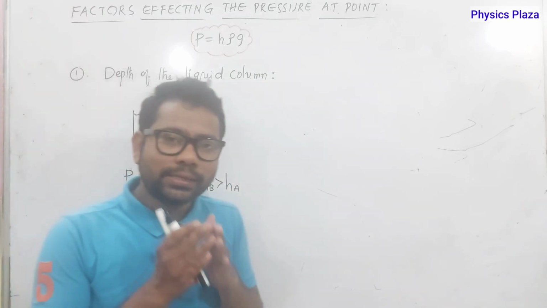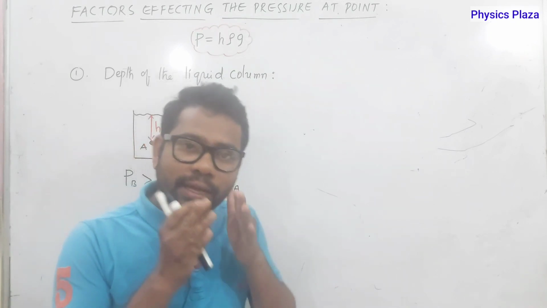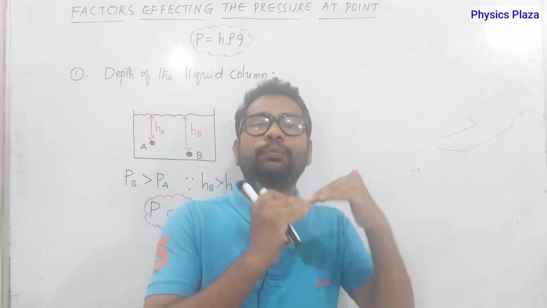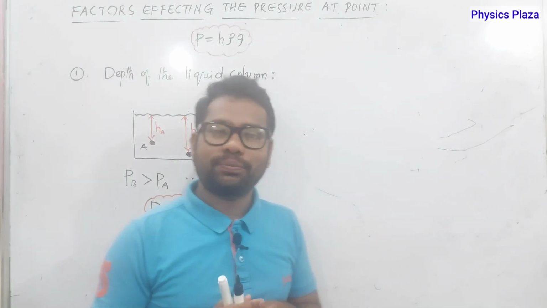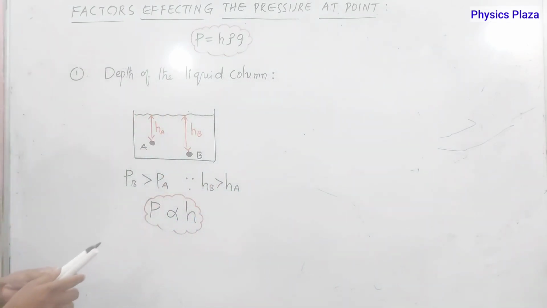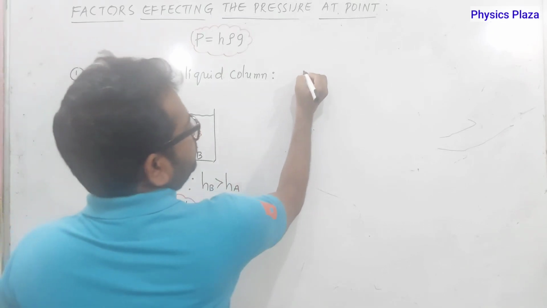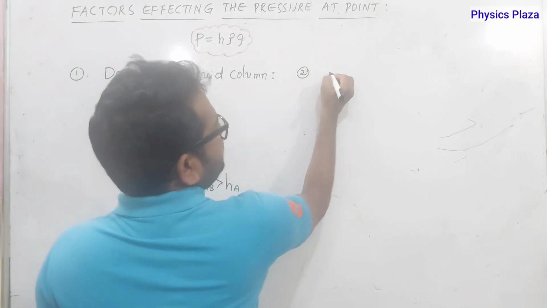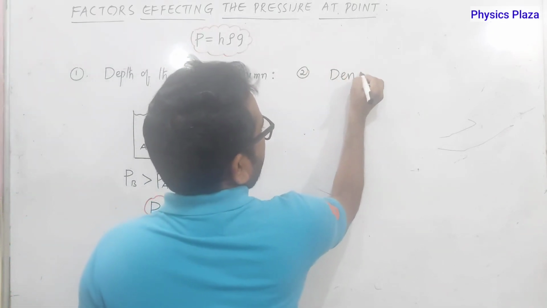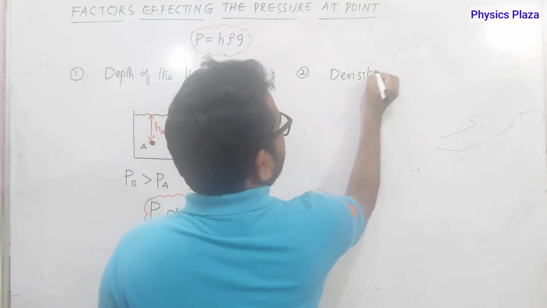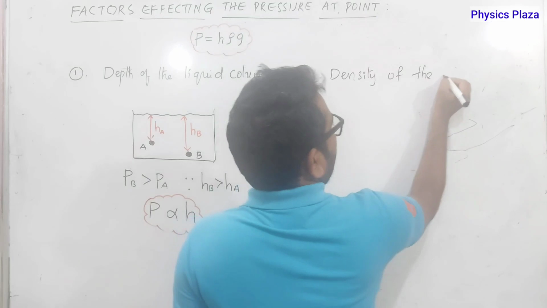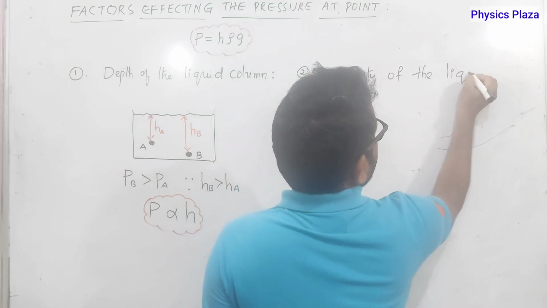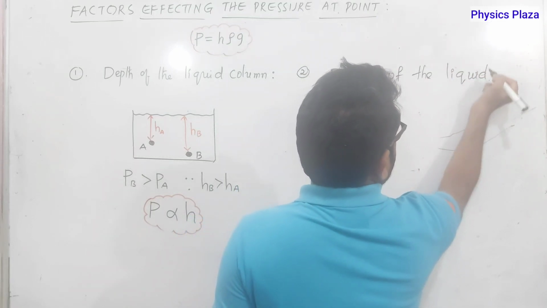So the pressure exerted by the liquid is directly proportional to the depth of the point. More the depth, more the pressure. Less the depth, less the pressure. Okay, fine. Now, the second point is the density of the liquid. The pressure also depends on the density of the liquid. Density matters.